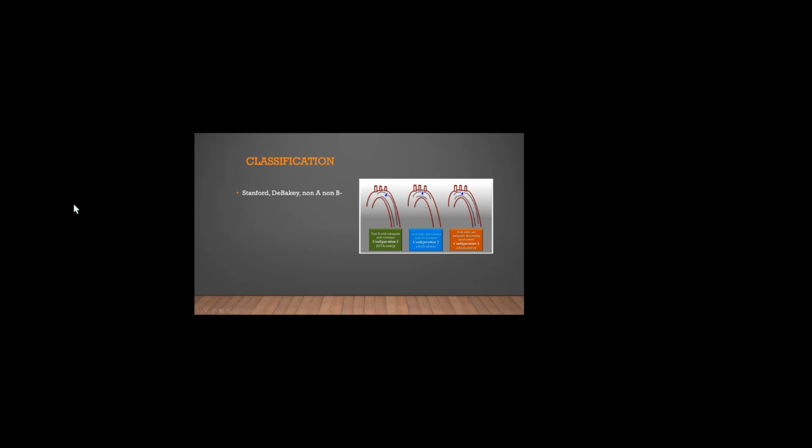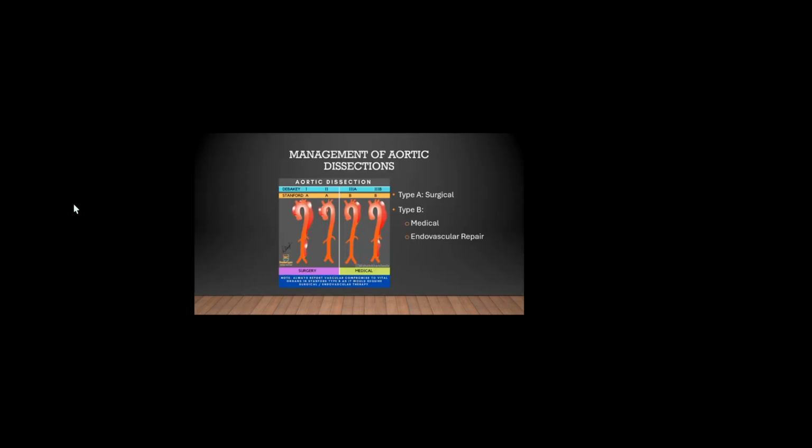So CT can provide the classification and diagnosis accordingly. Usually then, if it's type A, then surgical management or intervention is required. Type B, it might be medical, under discussion. If there are complications, then it might be for an elective endovascular repair at a later point, after MDTs.